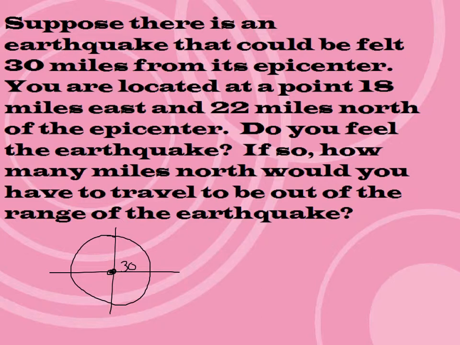It says you are located 18 miles east and 22 miles north. And we're trying to figure out if you are inside that circle or not. So 18 miles east, 22 miles north, it could be here-ish, or it might be above that. I'm not sure which one it is. So that's the question. How do you decide if you are within that or outside of that? Okay, so I'm going to go to a new screen and we're going to look at this a little bit bigger so you have more room and you can see better what's going on.